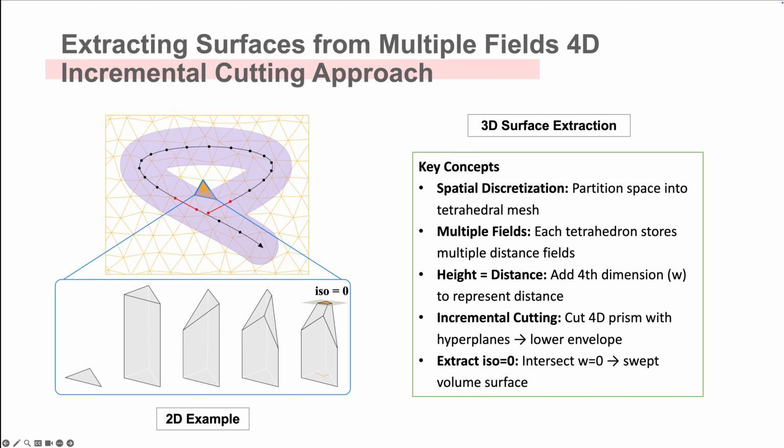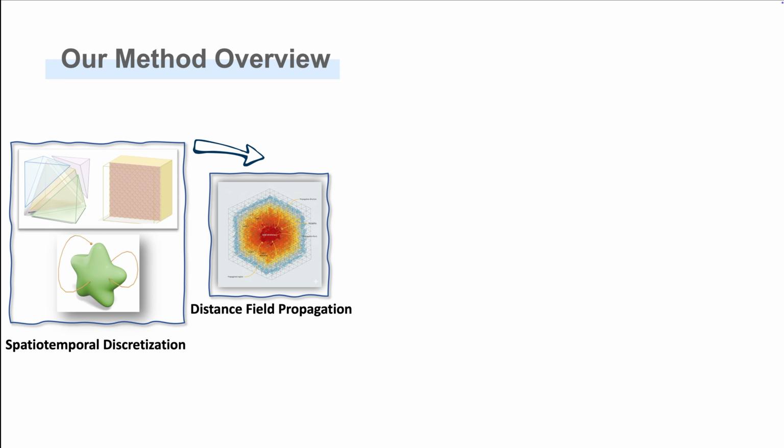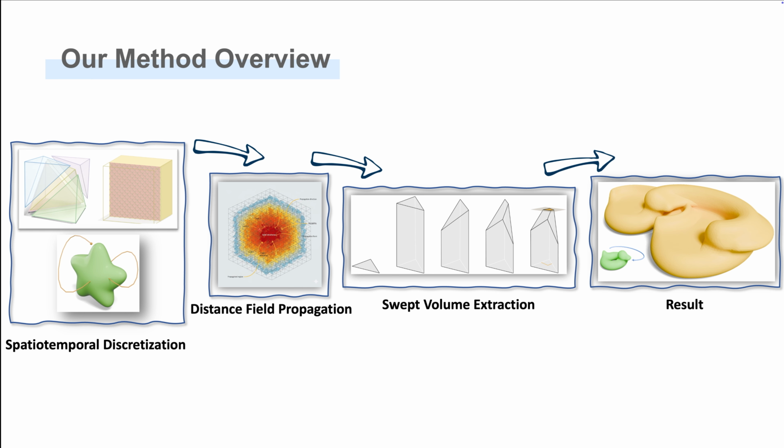Now let's see the full pipeline. Here's our complete method. We start with spatio-temporal discretization, partitioning both space into tetrahedra and time into segments. Then comes distance field propagation. For each time segment, we compute and propagate distance fields through the tetrahedral mesh using our inverse motion approach. Next, swept volume extraction using 4D incremental cutting, processing each tetrahedron independently to extract surface patches. And finally, we get the result, a clean, detailed swept volume that preserves all geometric features.